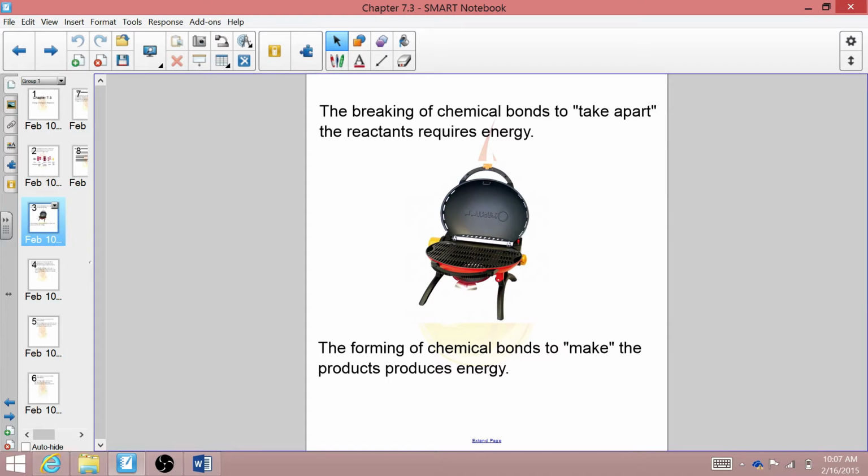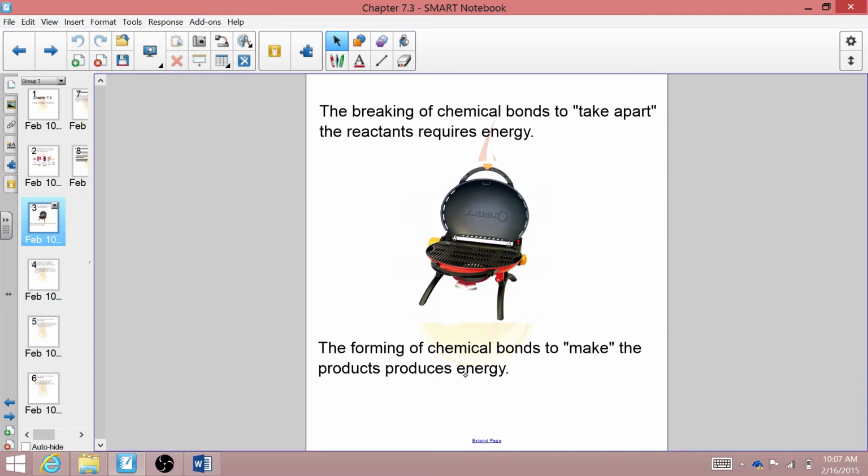But if we think about a gas grill that has propane, we have to ignite that propane with a spark before we can make that chemical reaction take place. That is putting a little bit of energy in to break the bonds of our reactants, the propane and the oxygen that we start with. Without that spark, the chemical reaction isn't going to take place because we haven't put in a little bit of energy to break those bonds that we started with.